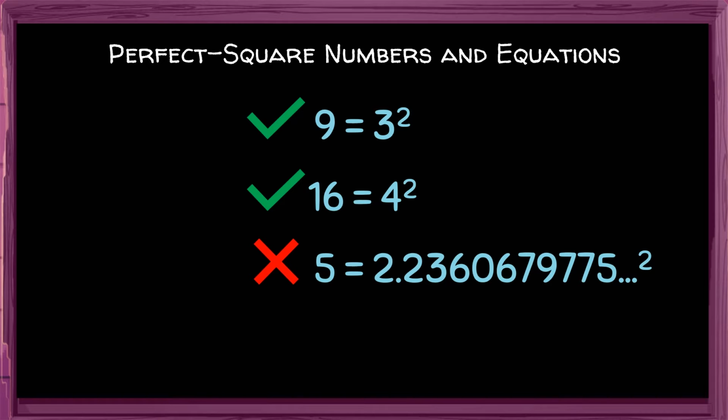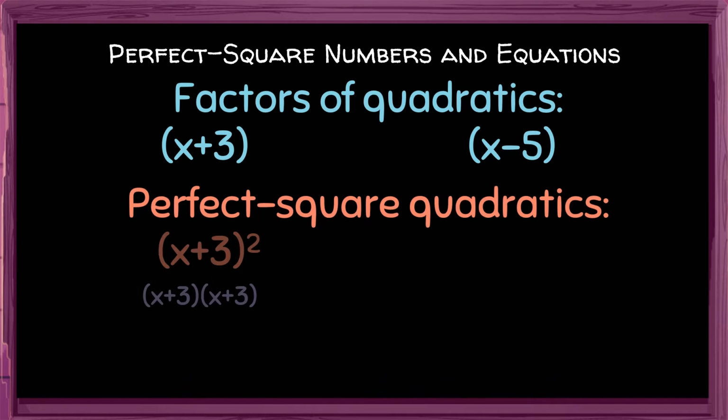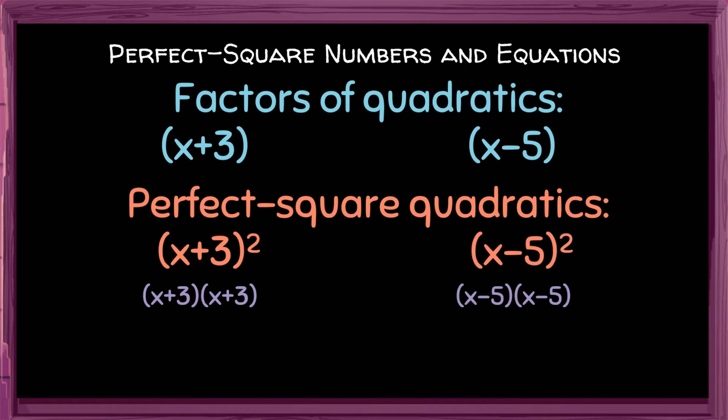A perfect square quadratic is what we get by squaring a single factor, like x plus 3, or x minus 5. So x plus 3 times x plus 3 is a perfect square quadratic. So is x minus 5 times x minus 5. To save ourselves time, we can write perfect square quadratics using exponents. So instead of x plus 3 times x plus 3, we can write x plus 3 squared. We just need to remember that x plus 3 squared is not the same as x squared plus 9. We cannot just square the x part and then square the 3 part.